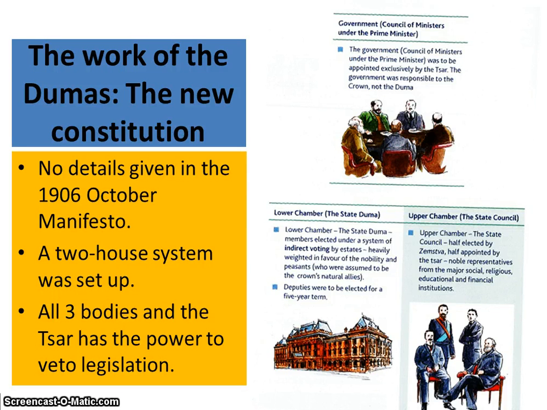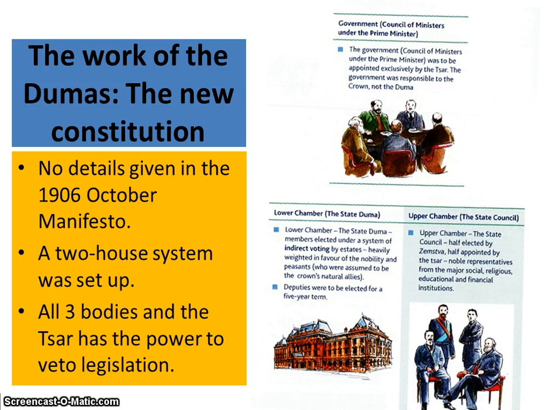So in this video we are going to look at the establishment of this Duma experiment and this new Russian constitution following the 1906 October Manifesto. Now unfortunately that manifesto failed to include any details of what this new constitution should look like. So Sergei Witte and other government officials went about designing a two-house constitutional system.